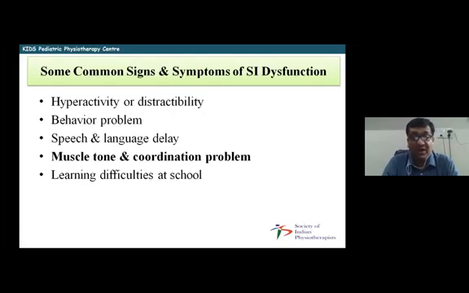The main issue is oromotor problems, but along with oromotor, there might be oral sensory problems also. Muscle tone and coordination problems: this is what we are seeing as physiotherapists, tone and coordination problems in our cerebral palsy children. And learning difficulties at school, mainly in children with GMFCS level 1 or 2, those who are going to school; they might have learning difficulties at a later age.